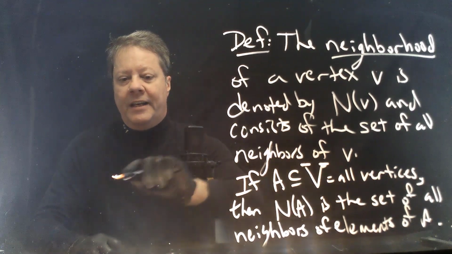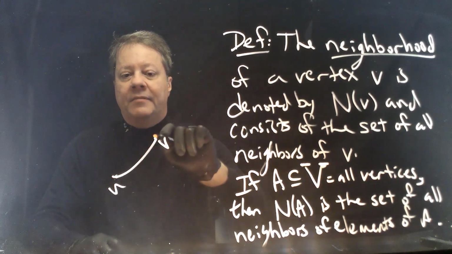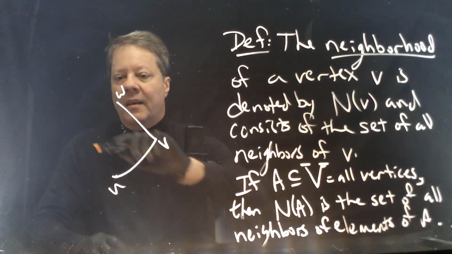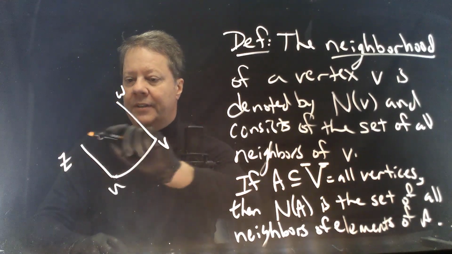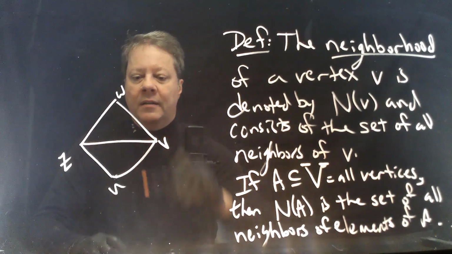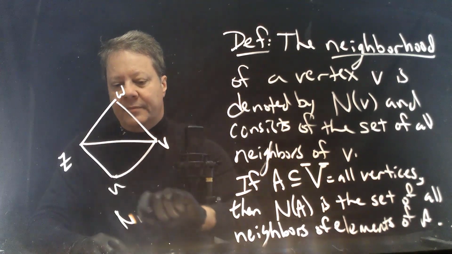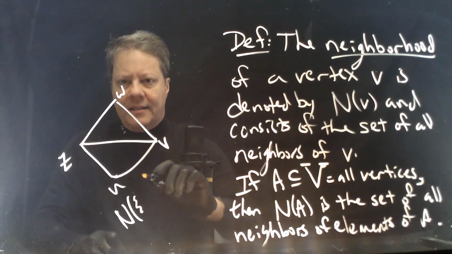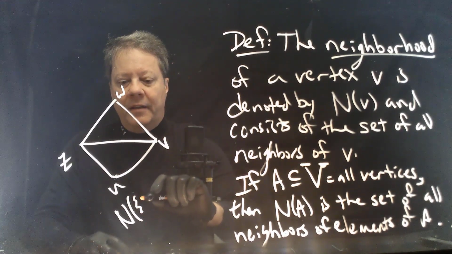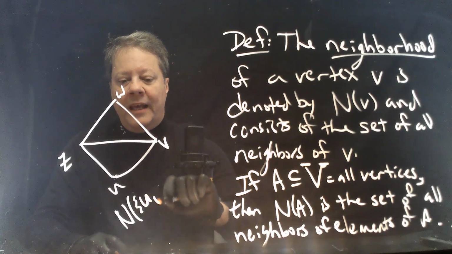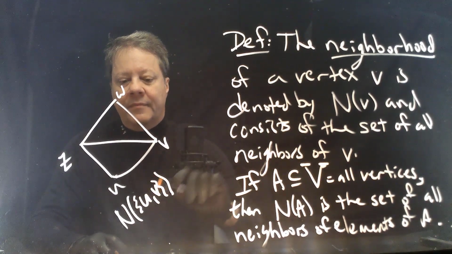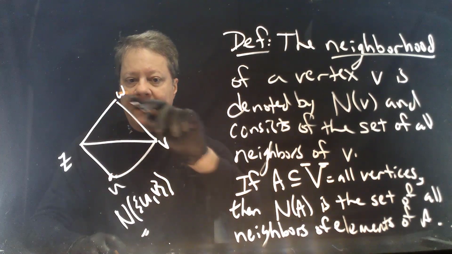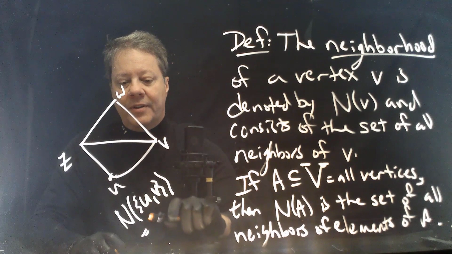So if we have U, V, let's say W over here, and we'll put Z over here, what is the neighborhood of the set that contains, let's say, U and V? The set of all neighbors. Well, Z is a neighbor of U, and W is a neighbor of V, so this will be everything.